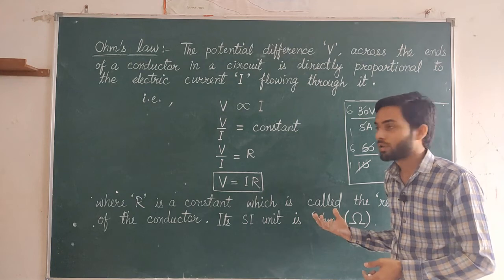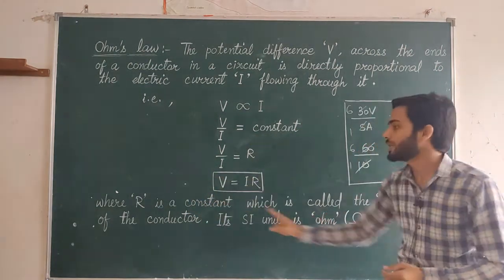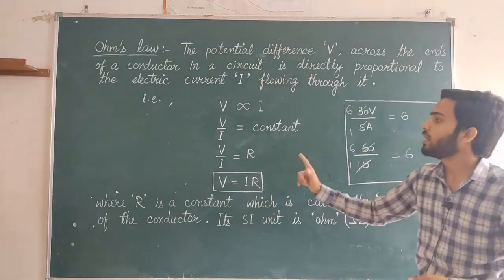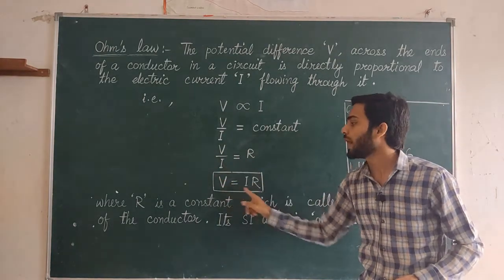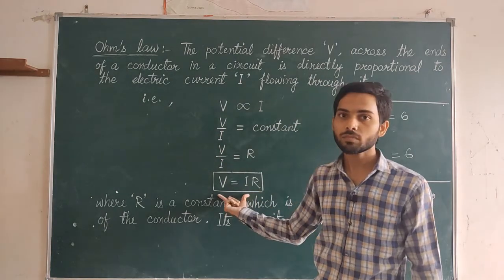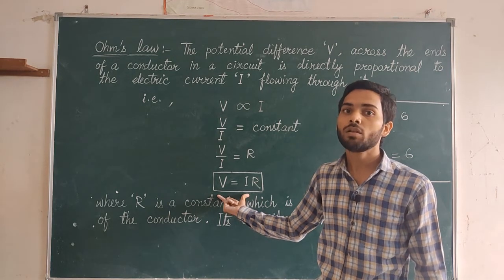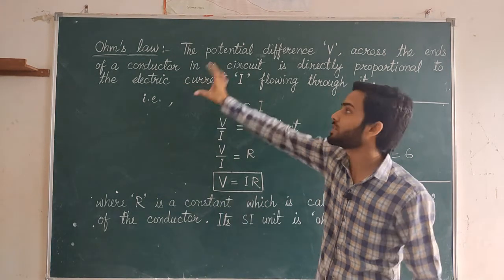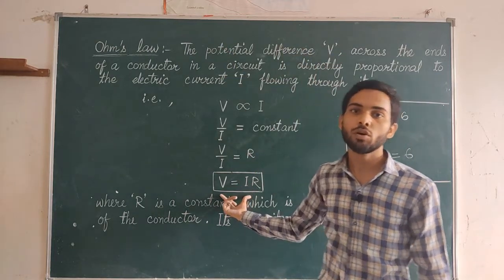Okay. So this constant is nothing but R, which is called the resistance of the conductor, and from here we obtained a formula V is equal to IR. This is Ohm's law. This equation is nothing but the mathematical form of Ohm's law. This is the definition of Ohm's law, and this is the mathematical form of Ohm's law.